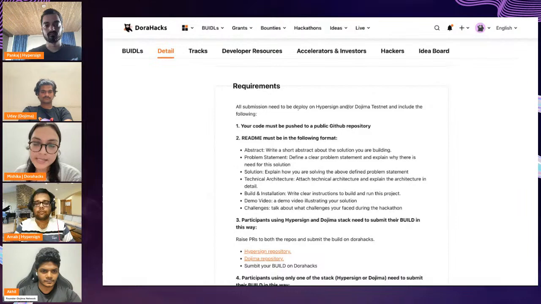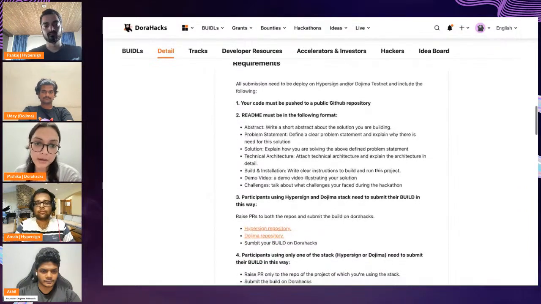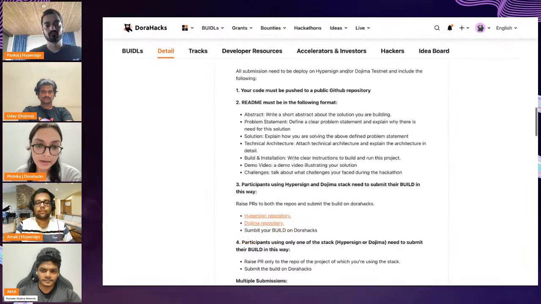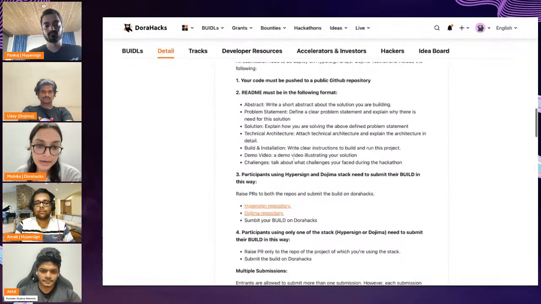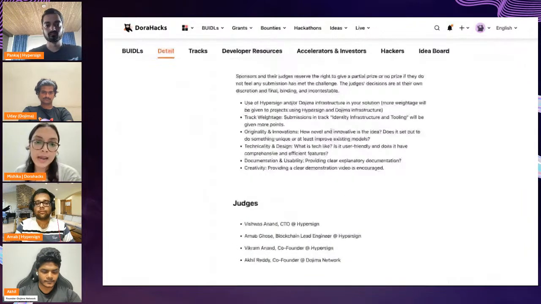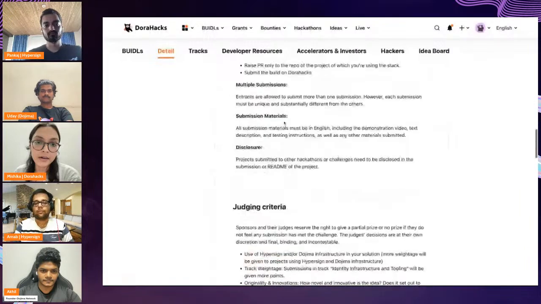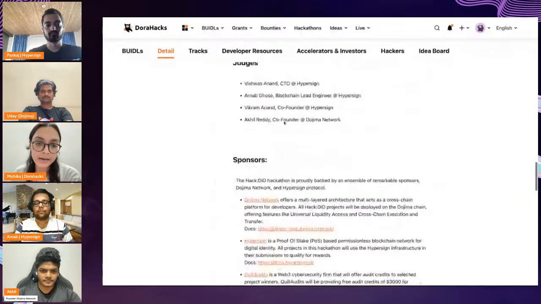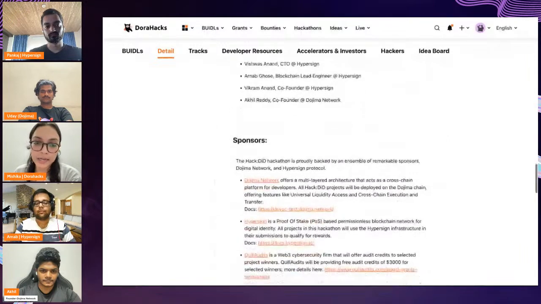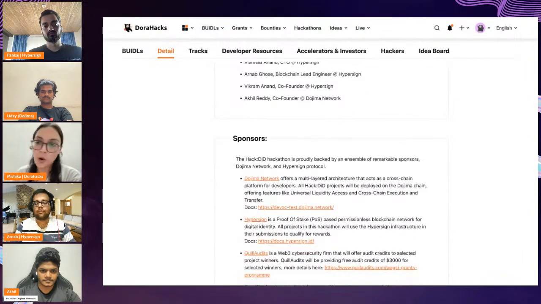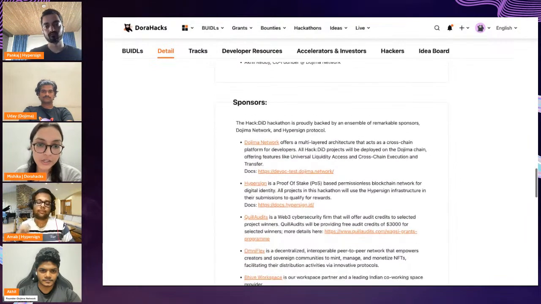There are also a few requirements that the devs need to go through before submitting a build or before hopping on to start their project. And yeah, here's the judging criteria. We also have the judges who are listed over here. Please make sure to go through the judging criteria and the requirements in detail, and hit us if you have any questions. You can also reach out to me at the rate Mishika251 on Telegram. And obviously, feel free to hop on to the communities of Dojima Network and Hypersign if you have any questions.